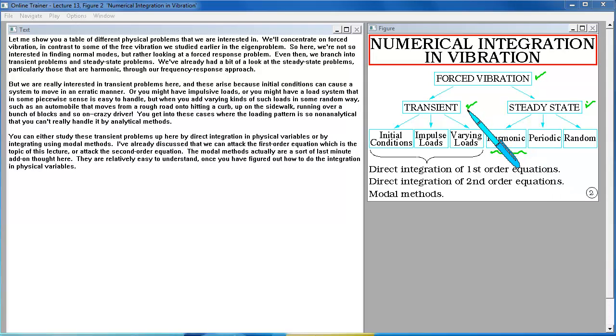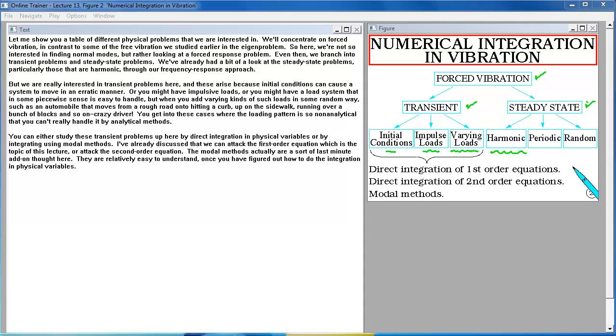But we're really interested in transient problems here, and these arise because initial conditions can cause a system to move in an erratic manner, or you might have impulsive loads, or you might have a load system that in some piecewise sense is easy to handle, but when you add varying kinds of such loads in some random way, such as an automobile that moves from a rough road onto hitting a curb, up on the sidewalk and running over a bunch of blocks and so on, crazy driver, you get into these cases where the loading pattern is so non-analytical that you can't really handle it by analytical methods.